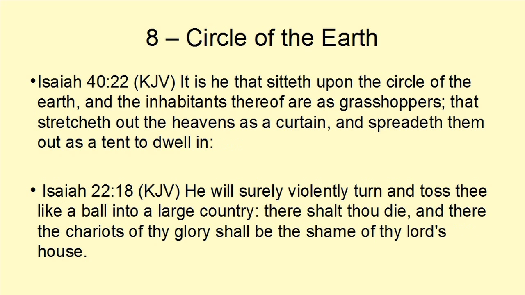Number 8, circle of the earth. Isaiah 40:22. It is he that sitteth upon the circle of the earth, and the inhabitants thereof are as grasshoppers, that stretches out the heavens as a curtain, and spreads them out as a tent to dwell in. Isaiah 22:18. He will surely violently turn and toss thee like a ball into a large country. There shalt thou die, and there the chariots of thy glory shall be the shame of thy Lord's house.